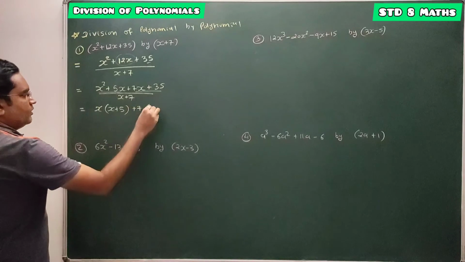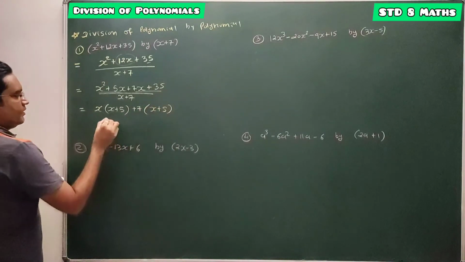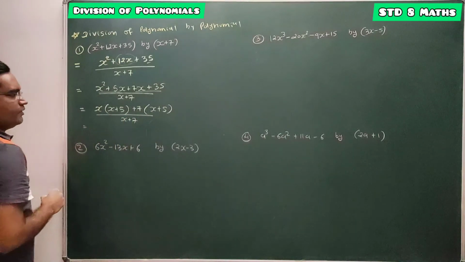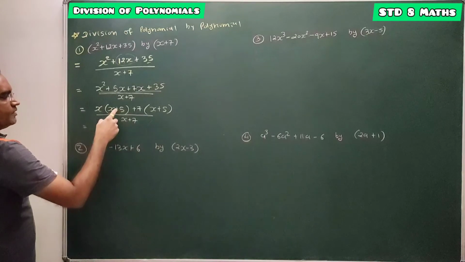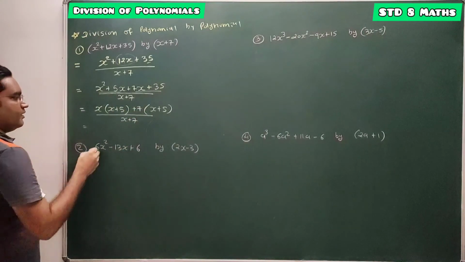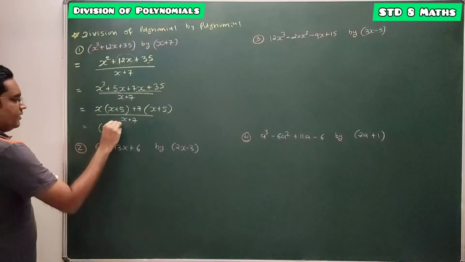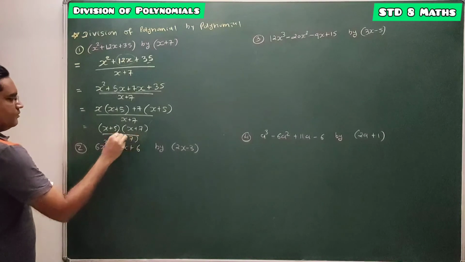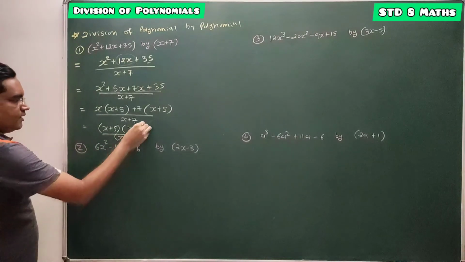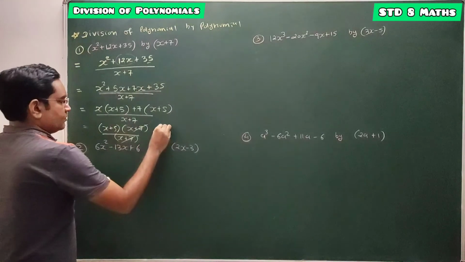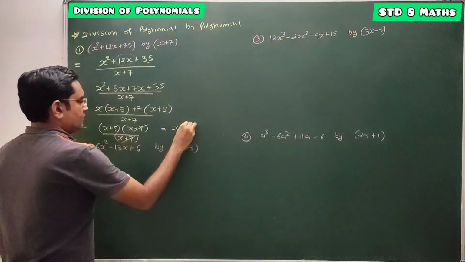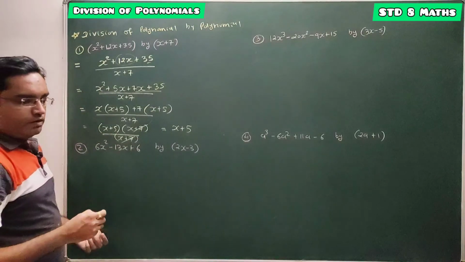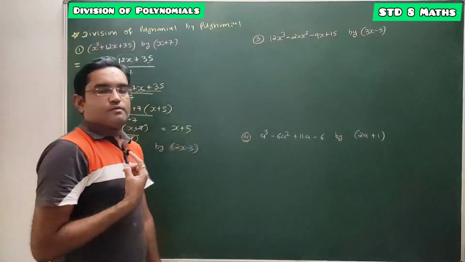So taking x plus 7 common, the remaining terms are x plus 5, divided by x plus 7. Now from the numerator we can take this entire bracket, x plus 5, as common. Remaining terms are x plus 7, divided by x plus 7. Here you can see that x plus 7 will cancel. So our answer is x plus 5. Done? So this is division of polynomial by polynomial by using factorization.